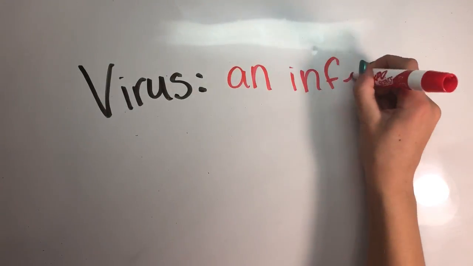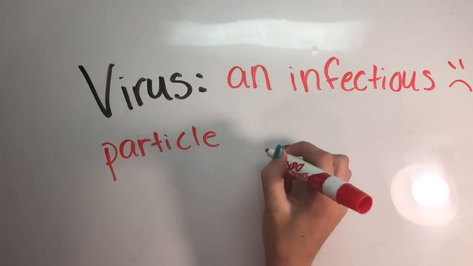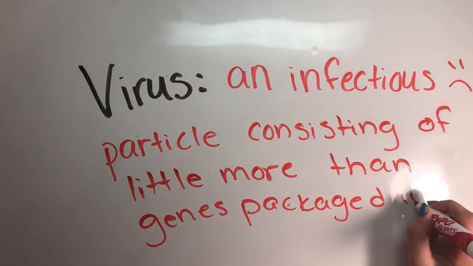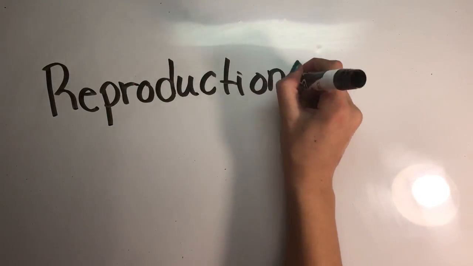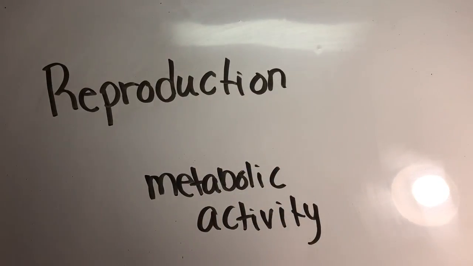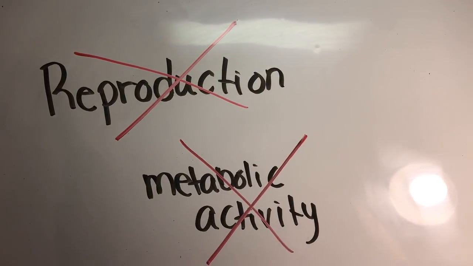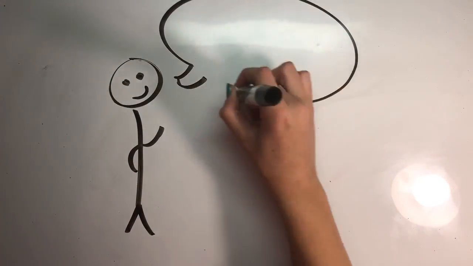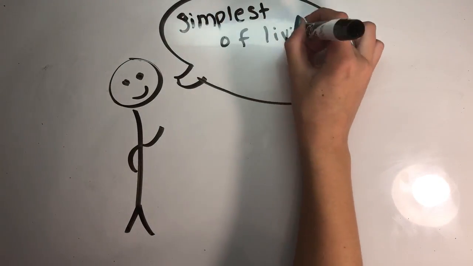So, a virus is defined as an infectious particle consisting of little more than genes packaged in a protein coat. While viruses are unable to carry out metabolic activities outside of a host cell or reproduce, researchers in the late 1800s proposed that viruses were the simplest of living forms.